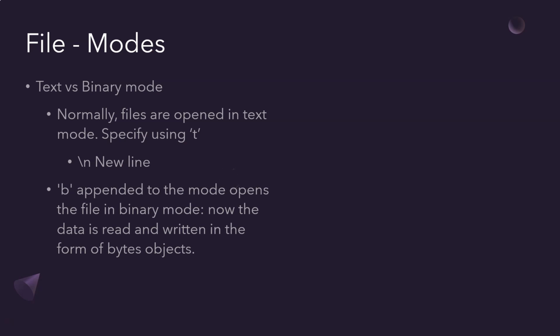This mode can be combined with read and write. For example, if we want to write in binary mode, then we can use wb as the mode. Or if you want to read but open in binary mode, then instead of just using r, we can use rb. We'll see those examples in coming slides.